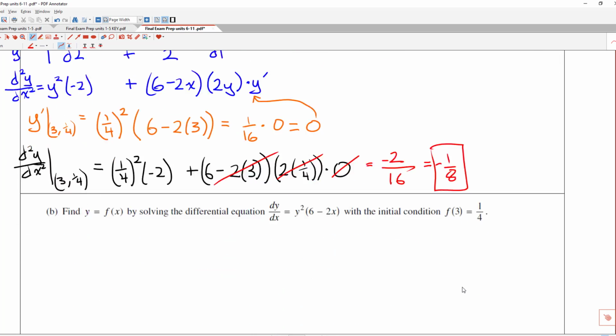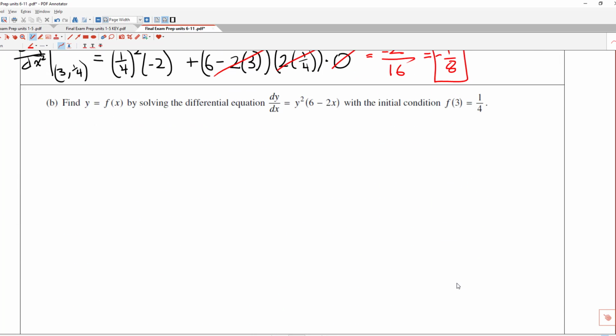All right, part B. Find f of x by solving with the initial condition. So this is your separate, integrate, evaluate, isolate steps. Is it just B? Oh, this is the last problem. Okay, I have tons of room. That's nice. So step number 1, we need to separate.